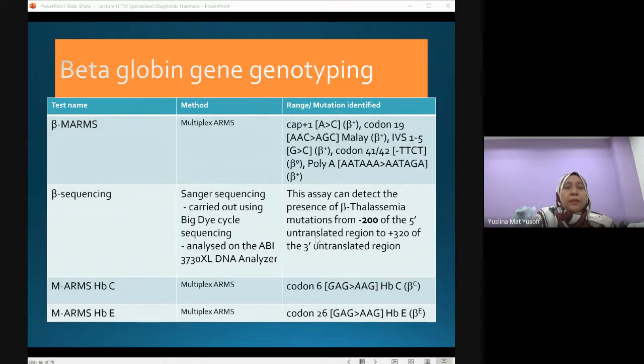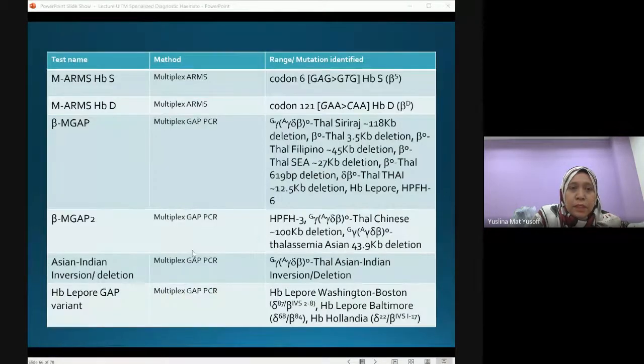And as you know, apart from thalassemia, we also have hemoglobinopathy, such as hemoglobin E, hemoglobin C, hemoglobin S, or sickle cell disease. So for your information, in our population, we have a lot of patients with HbE. So we designed a special ARMS PCR for this, the HbE, HbC, SD.